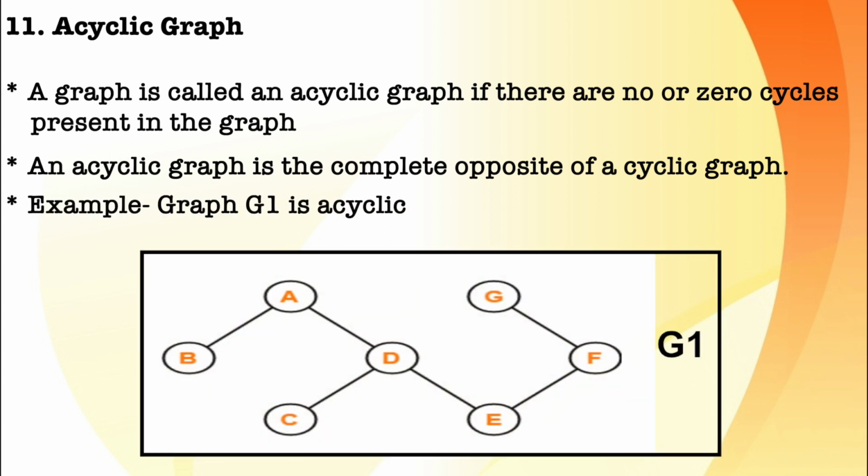The graph shown is acyclic because it has no cycles present in it. That is, if we begin traversing the graph from vertex B, then a single path will not exist that will traverse all the vertices and end at the same vertex B.